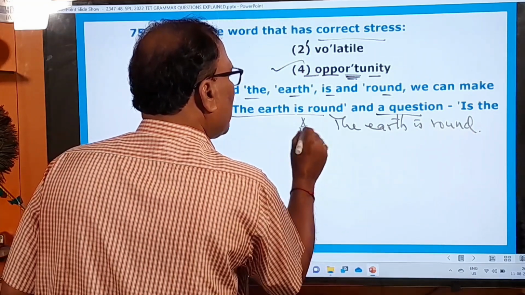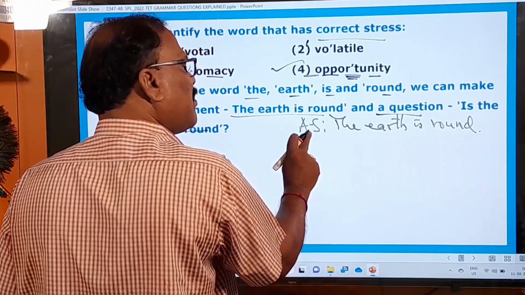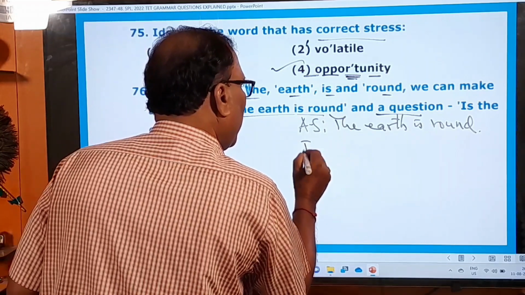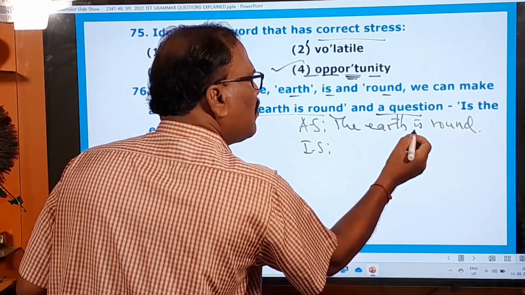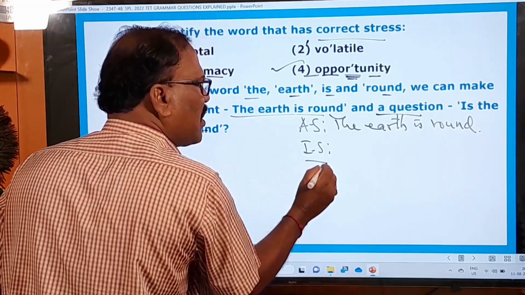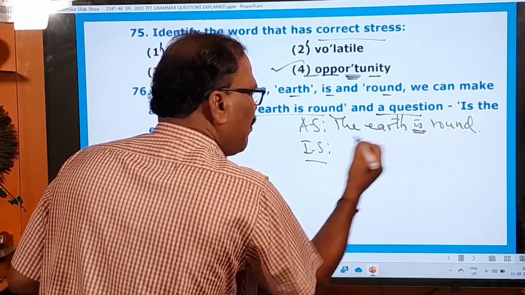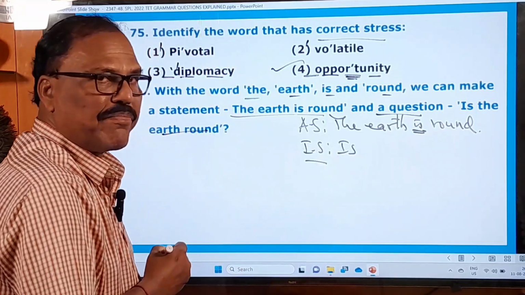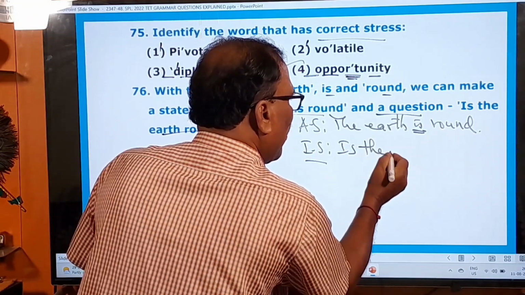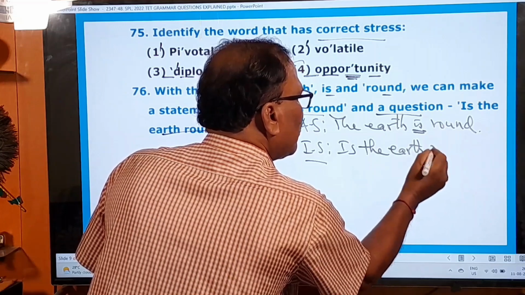This is called an assertive sentence. Assertive sentence means ordinary, regular sentence. Now you can change it into an interrogative sentence. What should you do to change an ordinary sentence into an interrogative sentence? Interrogative sentence means question. You take the helping verb and put it at the beginning, and rewrite the sentence. That becomes an interrogative sentence. Is the earth round?